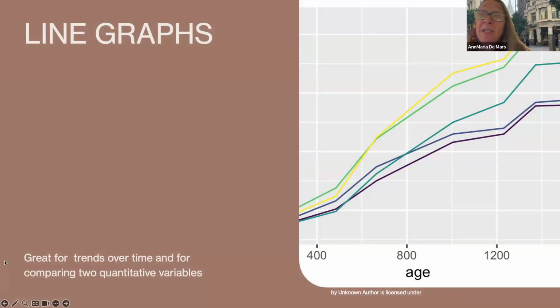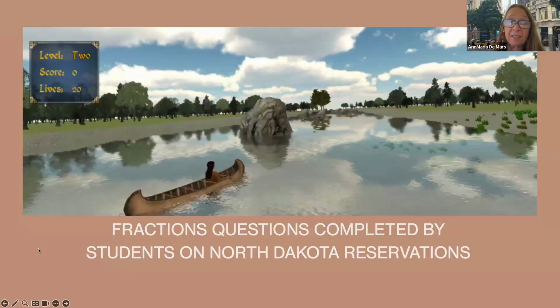Line graphs can be really useful for a couple things. One is trends over time, and also for comparing two quantitative variables. I have a little different data set for this one.